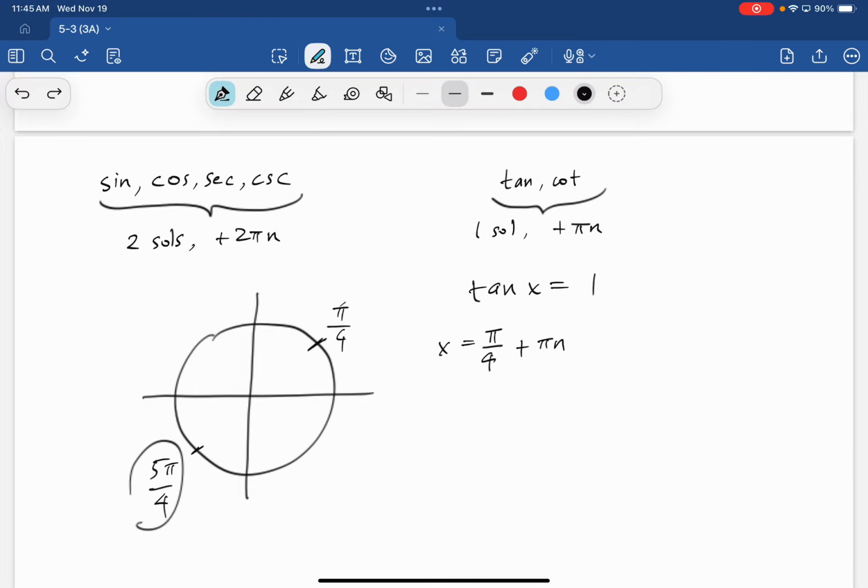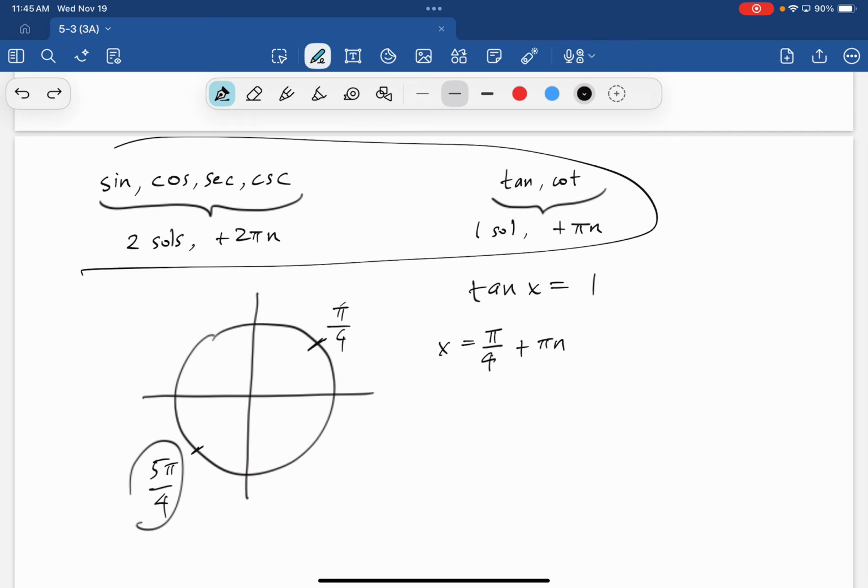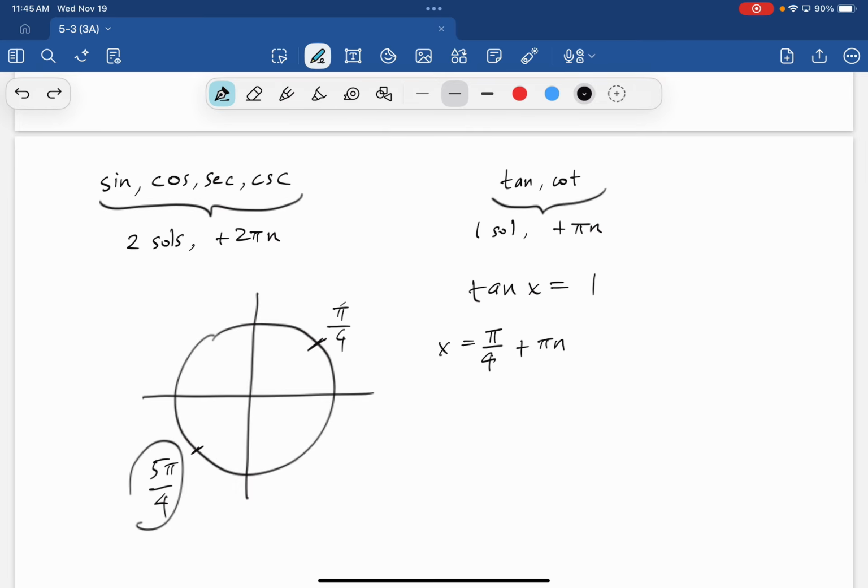Okay? But if you're confused, just memorize these rules. Sine, cosine, secant, cosecant, you have two solutions, add 2 pi n. Any questions?